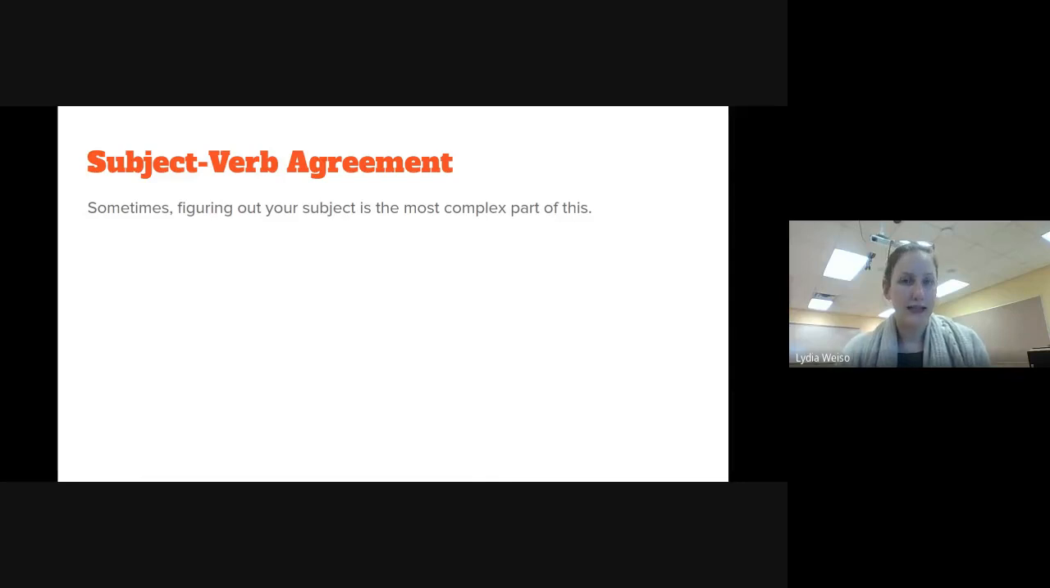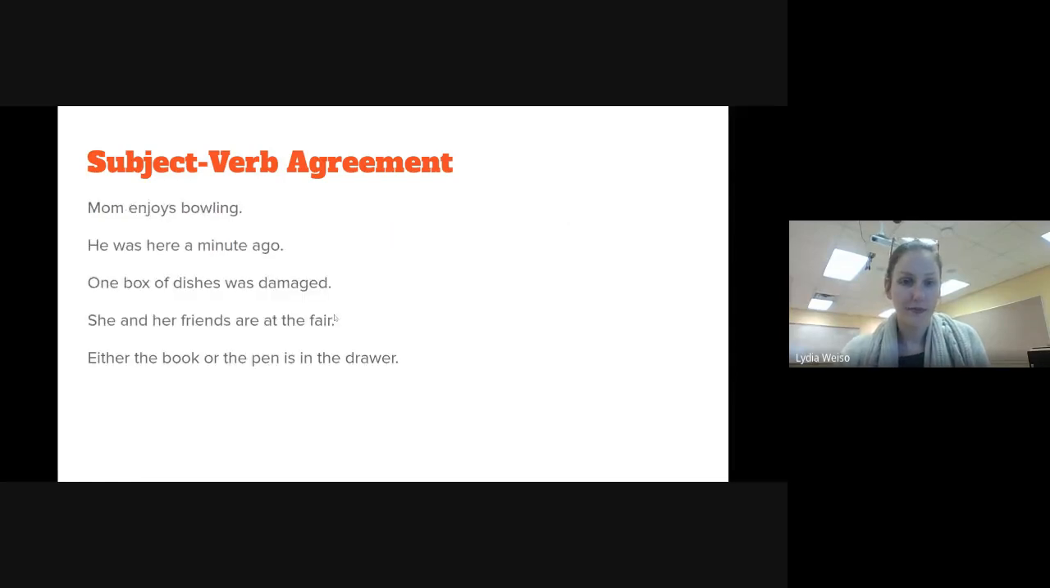Now, when you're looking at subject-verb agreement, making your singular subject and your singular verb and your plural subject go with your plural verb, figuring out what your subject is often the most complex part of this. Because your subject, remember, is not just a noun, it's the main character of the sentence. It's the noun that does the thing.